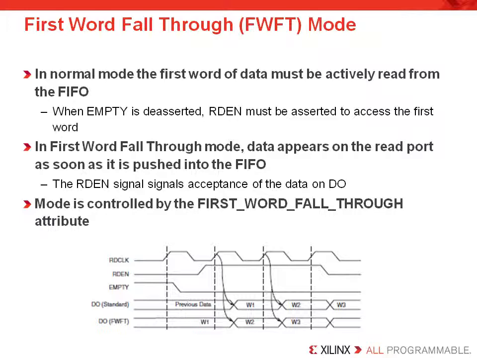The FIFO core supports a first word fall-through mode. So in normal mode, the first word of data must be actively read from the FIFO. When the empty flag is deasserted, the read enable must be asserted to access that first word. In the first word fall-through mode, data appears on the read port as soon as it is pushed into the FIFO. The read enable signal will signal acceptance of that data on the data output. The mode is controlled by the first word fall-through attribute, which you can set with the core generator when you're building your custom FIFO.